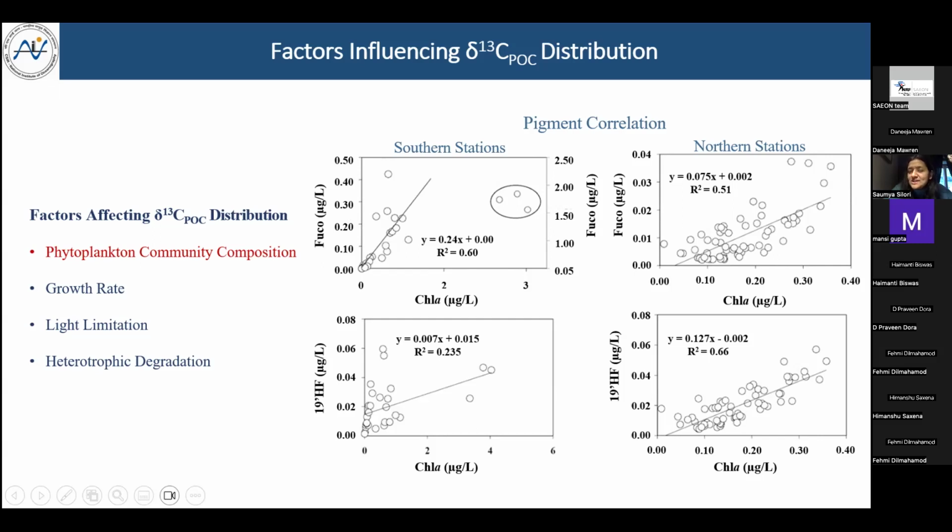So in the northern stations, it seems there could be a dominance of smaller diatoms because of the lower nutrient concentrations that we see there. Next, if we look at 19HF, which is a marker pigment for these nanophytoplankton, known as coccolithophores, we see at the southern stations there's a poor correlation between chlorophyll and 19HF, which tells us that coccolithophores may not be that dominant in the southern stations. But in the north, we see a better correlation between these two pigments, which tells us that these smaller cells are dominating at the oligotrophic northern stations. So there's clearly a change in the phytoplankton community between the two regions.